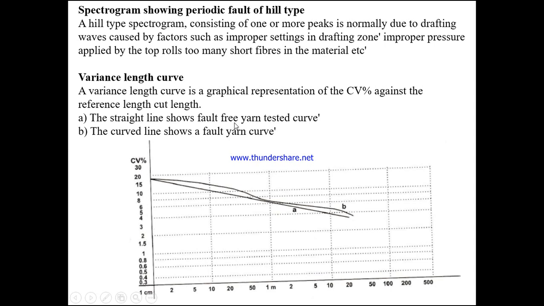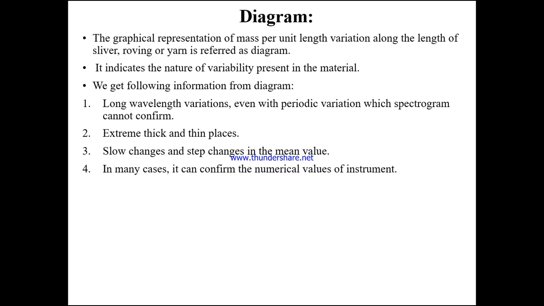So A is the straight line, the fault-free yarn tested curve. If the yarn has no fault, no defect, then you will see such a smooth straight line curve. And if there are some faults in the yarn, thick places, thin places, irregularity, imperfection, then you will see an irregular variance length curve, which is like B. Okay, so in this way we can interpret the type of variability and amount of variability present in the textile material.